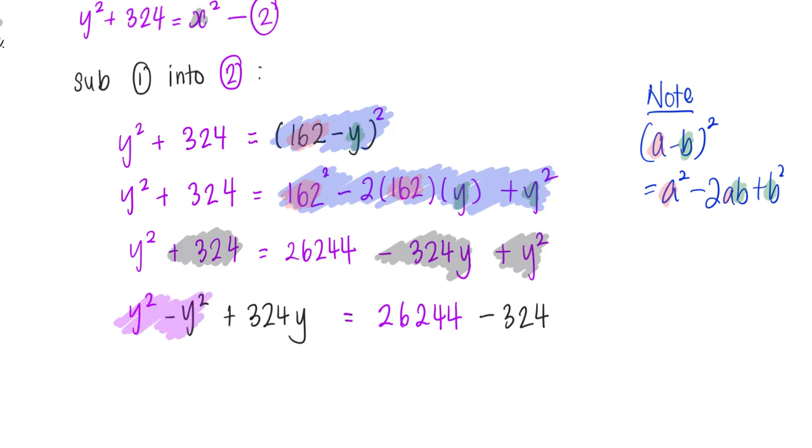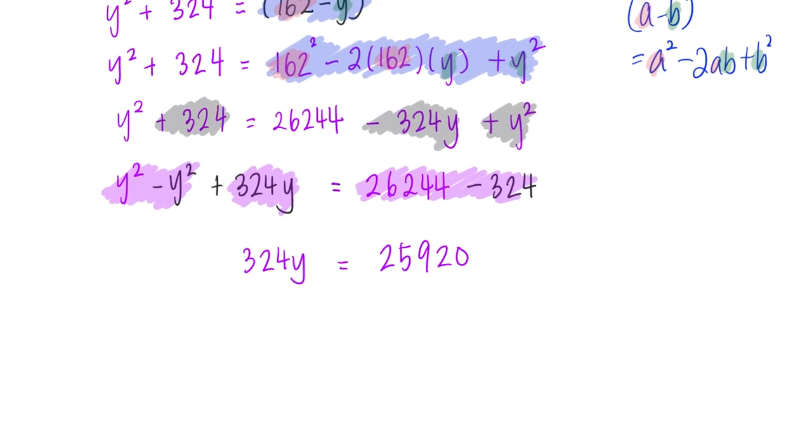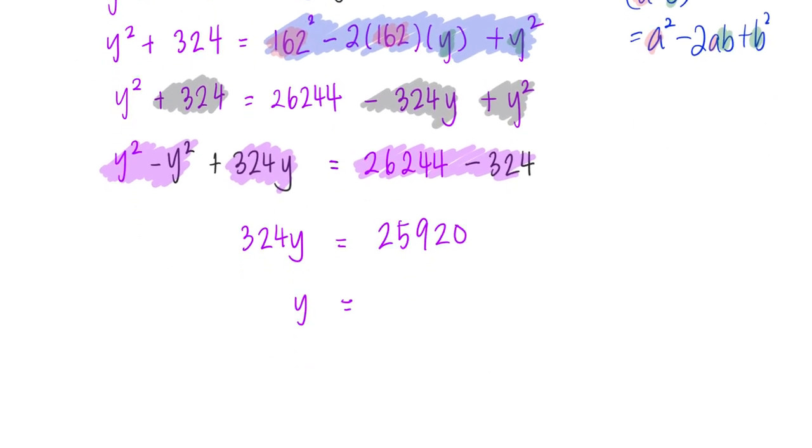Y squared minus y squared is 0. I'm only left with positive 324y. I am also going to be left with 25,920. So finally, I just need to divide by 324 on both sides to get my value of y, which would be 80.